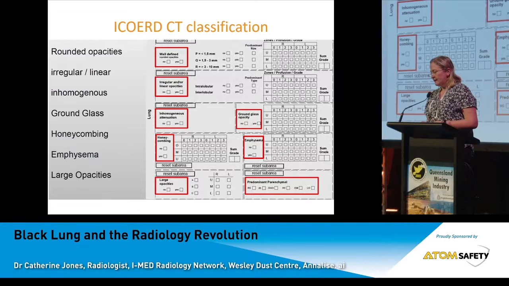These are quite time-consuming reports to make. It includes the changes that could be there due to emphysema, so the big holes in the lung that develop when you've been exposed to either smoking or to dust. And it also looks for large opacities, which is a polite way of saying things that could be lung cancer.